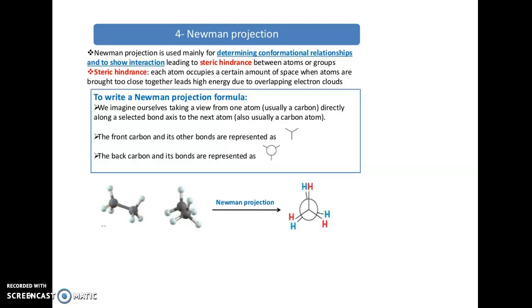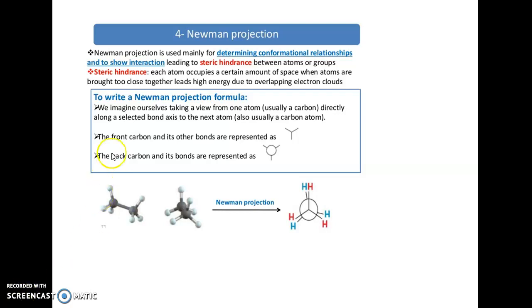Each atom occupies a certain amount of space. When the atoms are brought close to each other, it leads to high energy, which is mainly due to the overlapping of the electron clouds. So let us think about this later in detail.